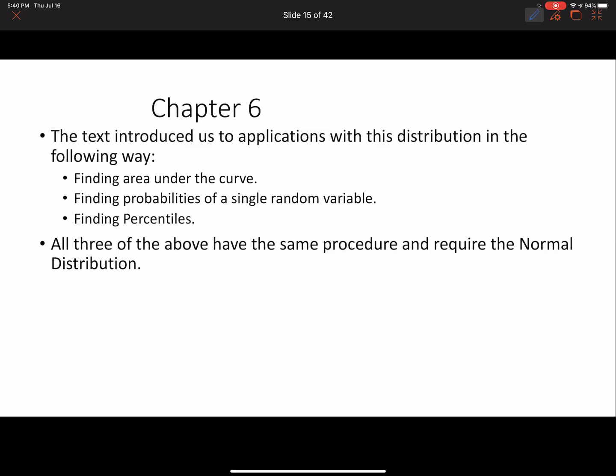Remember that we looked at this in the context of 3 sort of different bins, if you will, of understanding the normal distribution. So one of those ideas was area under the curve. The second was finding probabilities of a single random variable. And the third context was a percentile. Okay, so those are the 3 things that we generally look at. So if the question asks you for any one of those 3, the procedure is exactly the same. So that's what's nice about this. All of the procedure is the same.